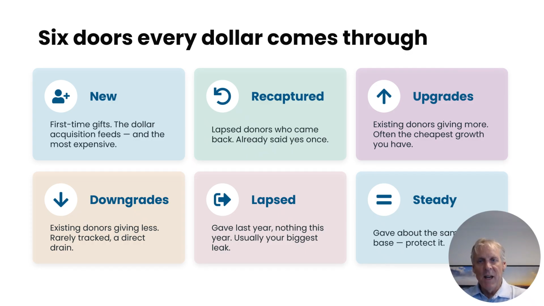Each up step and down step is really one of 6 doors every dollar comes through. New donors, first-time gifts, the most expensive. Recaptured, lapsed donors who came back. Upgrades, existing donors giving more, often your cheapest growth. Downgrades, existing donors giving less, a quiet drain. Lapsed, gave last year, nothing this year, usually your biggest leak. And steady, donors giving about the same, the base that you hope to protect. Each one has its own health, its own trend, and its own strategy. Manage them as a single top line, and you're really managing none of them.